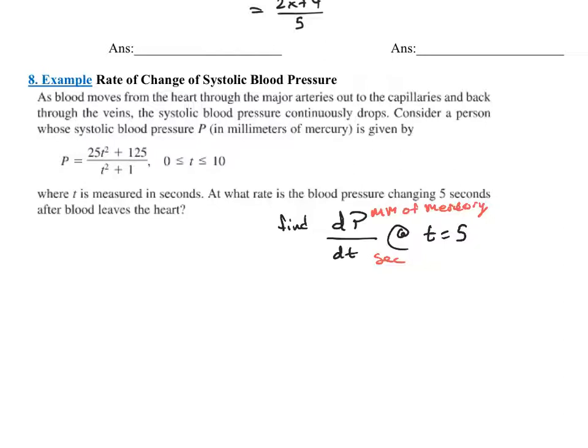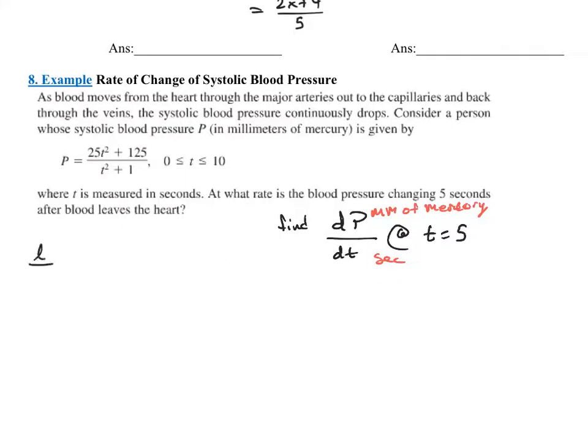The derivative is 25t squared plus 125 all over t squared plus 1. You might want to think of trying to factor and simplify on this one. I do see that there's a 25 in common on top, but then it would be t squared plus 5. It's not going to simplify at all. Because it doesn't simplify, we have no option but to use the quotient rule. So let's think about this.